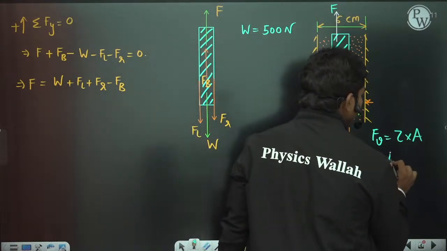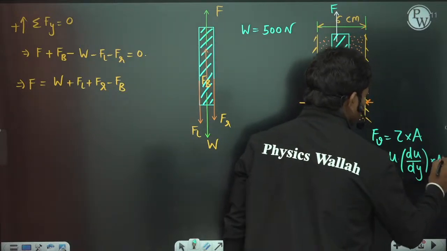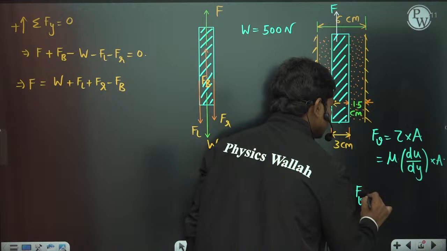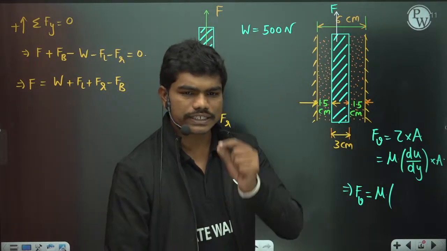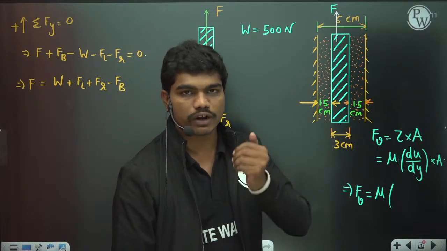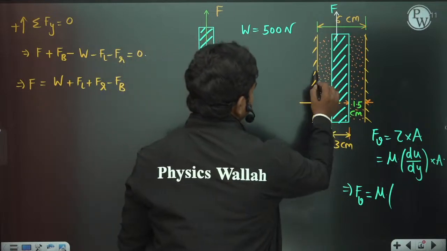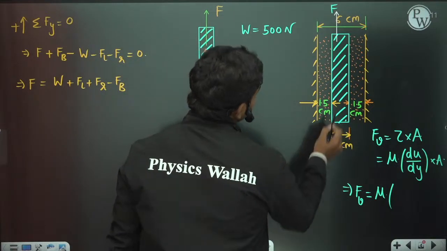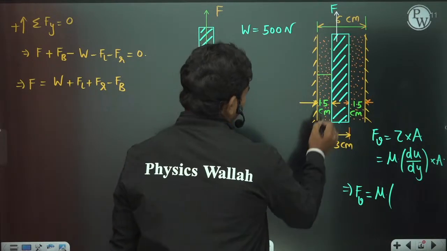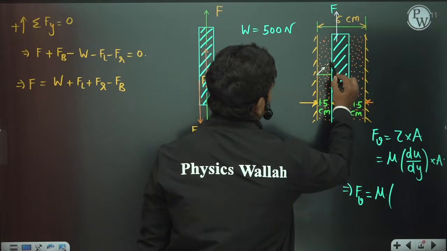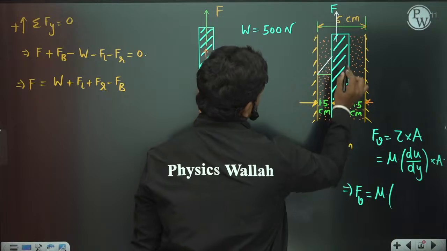So tau, how will you write this? Mu into du by dy into the flow area. Okay, so the viscous force acting is equal to mu, we have some value for the dynamic viscosity, then du by dy. If you see, this is a small gap, so in this small gap you can assume the velocity profile is actually linear. If you assume a linear velocity profile, for example, take one section here. At this section, the velocity variation looks something like this. Let us take a straight line. So this is how the velocity varies linearly.